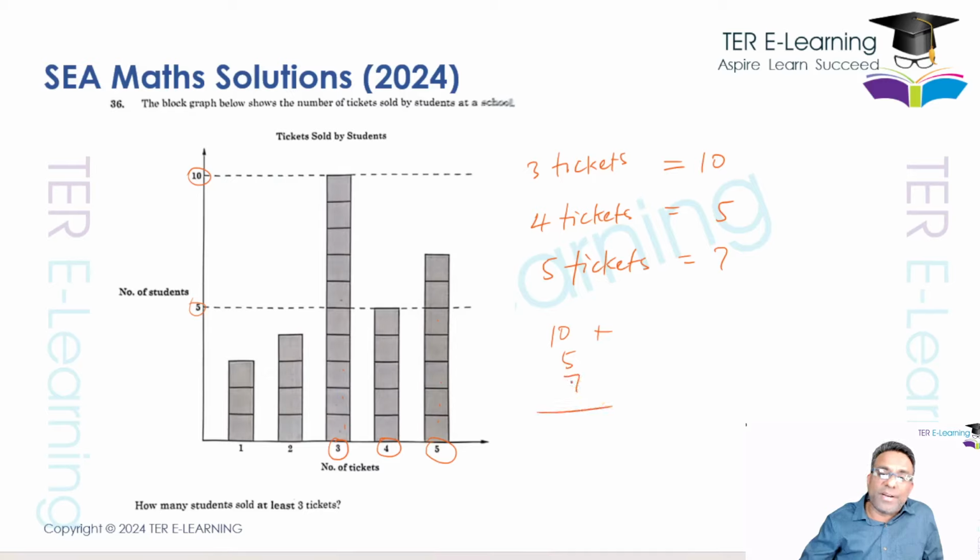So 7 and 5 is 12. So this is 2, and this is going to be 22. So the answer is 22 students, right? That's the answer there, 22 students. So that takes care of section 2. Nothing too hard so far.